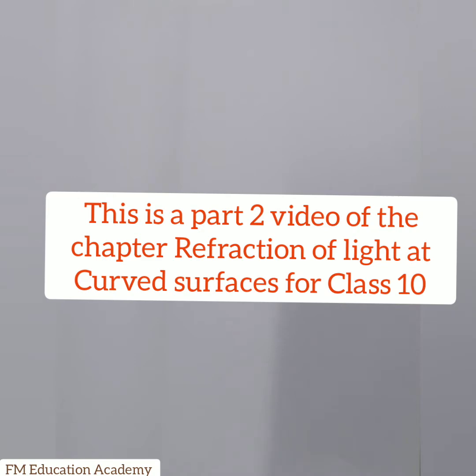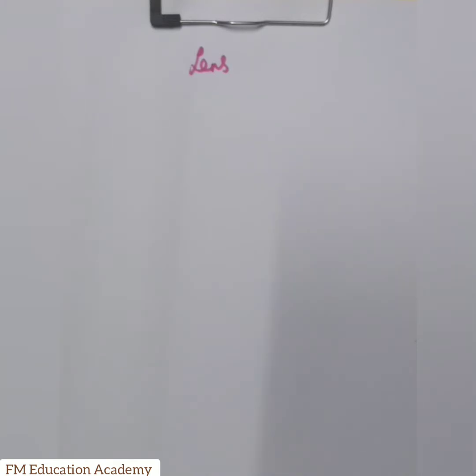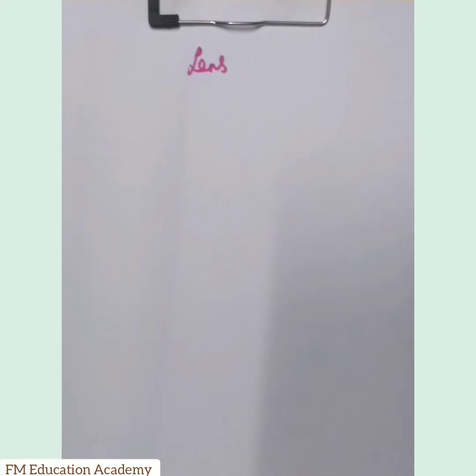This is a part 2 video of the chapter Refraction of Light at Curved Surfaces for class 10th. What is a lens? A lens is formed when a transparent material is bounded by surfaces of which one or both surfaces are spherical. We have two types of lenses.